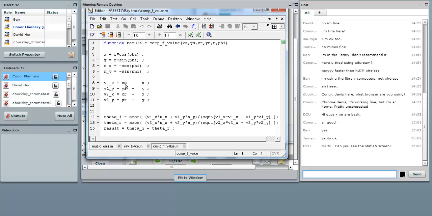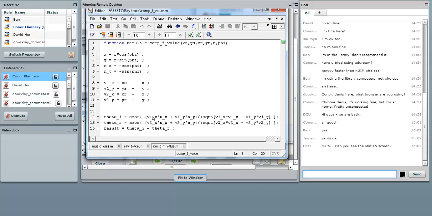We work out the vector V1, which is just its X coordinate is the X coordinate of the source minus the X coordinate on the semicircle, the Y coordinate similar. We work out V2 is the difference between the X coordinate of the receiver minus the X coordinate on the semicircle, similarly for the Y. That gives us V1 and V2.